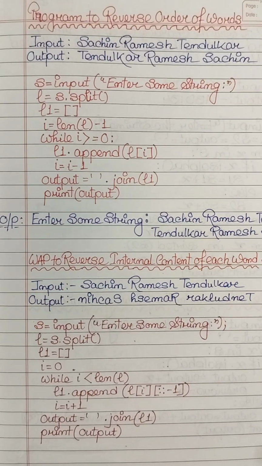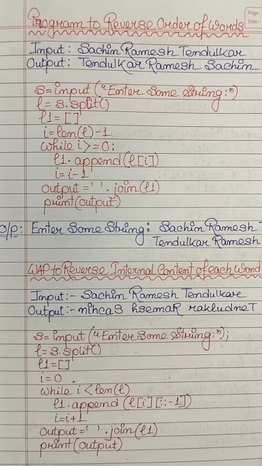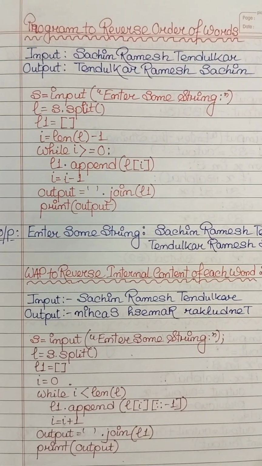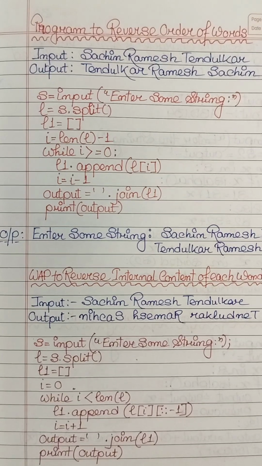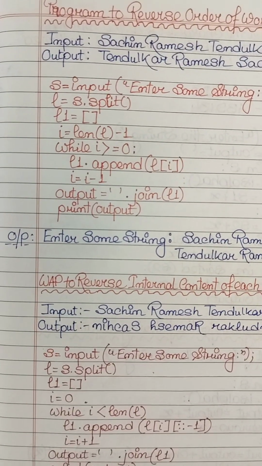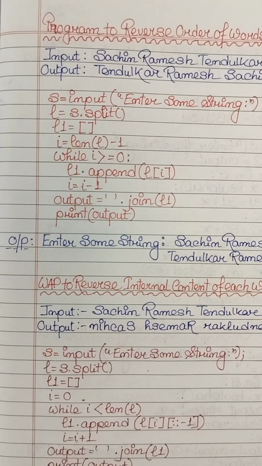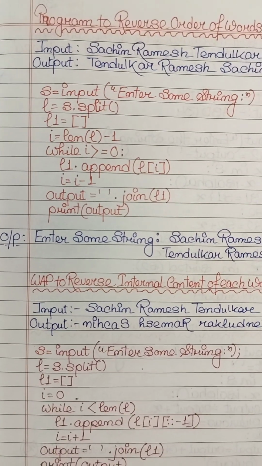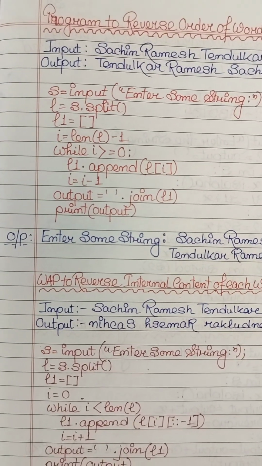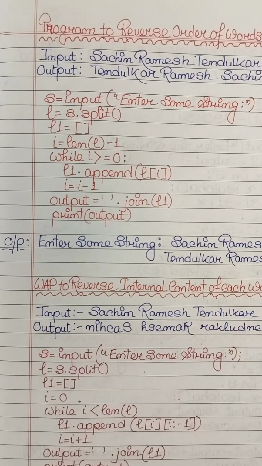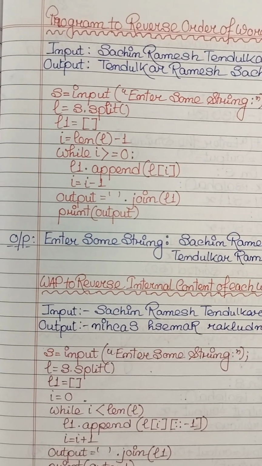Say s is equal to input, enter some string, whatever you want, for example your name. Here I have entered Sachin Ramesh Tendulkar. L is equal to s dot split. It will split Sachin Ramesh Tendulkar into parts, and L1 will be stored as an array. i is equal to length of L minus 1, while i greater than or equal to 0, L1 dot append L of i.